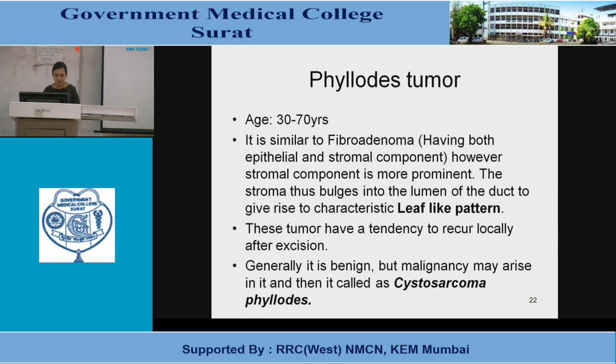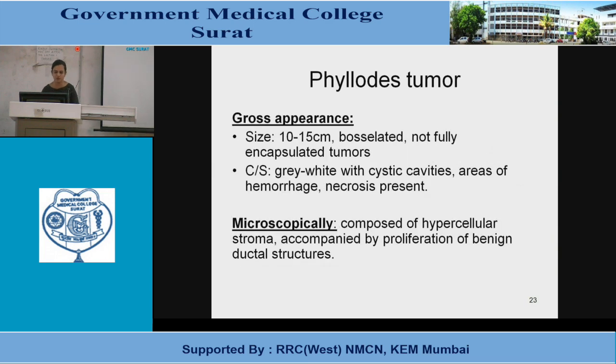So basically Phyllodes tumor can be divided into two parts. It can be benign Phyllodes tumor, it can be malignant Phyllodes tumor. Generally it is benign, but when the malignancy arises in it, it is known as cystosarcoma phyllodes or the malignant Phyllodes tumor. So how does a Phyllodes look like? Gross appearance, it is usually very huge, 10 to 15 centimeters, not less than that. Bosselated surface, not fully encapsulated tumors.